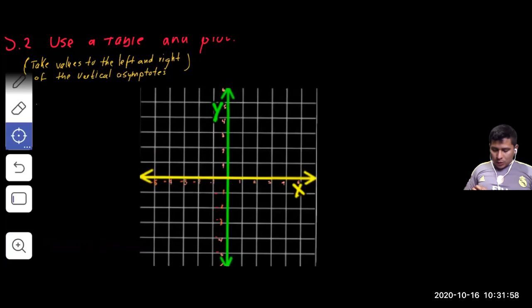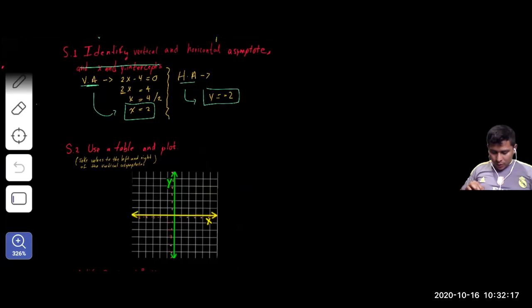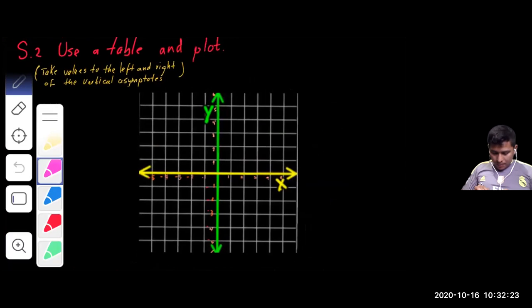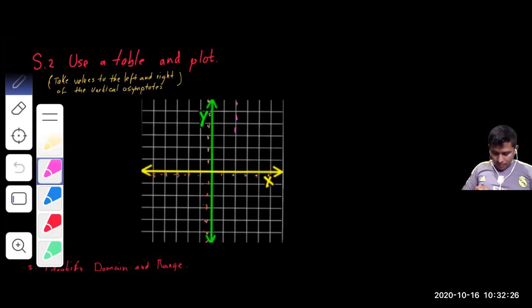This is x0, x1, x2, x3, x4, negative 1, negative 2. x equals 2, right? That's my vertical asymptote, in this line. Okay, I'm going to plot that, guys. Let me see, x equals 2. I'm going to make a dashed line here. That is my vertical asymptote. If you want to put the name, it's okay: x equals 2. That's it.